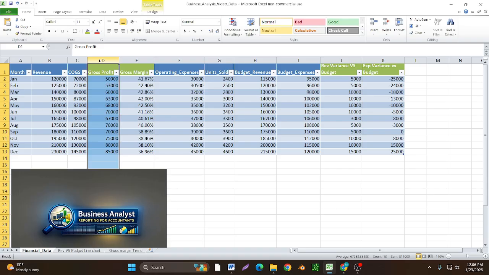In our data set, if units sold increase but operating expenses stay relatively stable, that suggests strong operating leverage, meaning profit will grow faster than sales. That's something management usually likes, but it also increases risks if sales fall. Topic 3, budget versus actual.